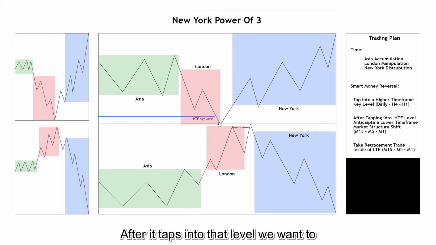After it taps into that level, we want to then anticipate a breaker structure to the upside, which it does give that breaker structure to the upside, just like so. And then on the lower time frames, we want to anticipate a retracement into a fair value gap or order block, which it gives so right here.